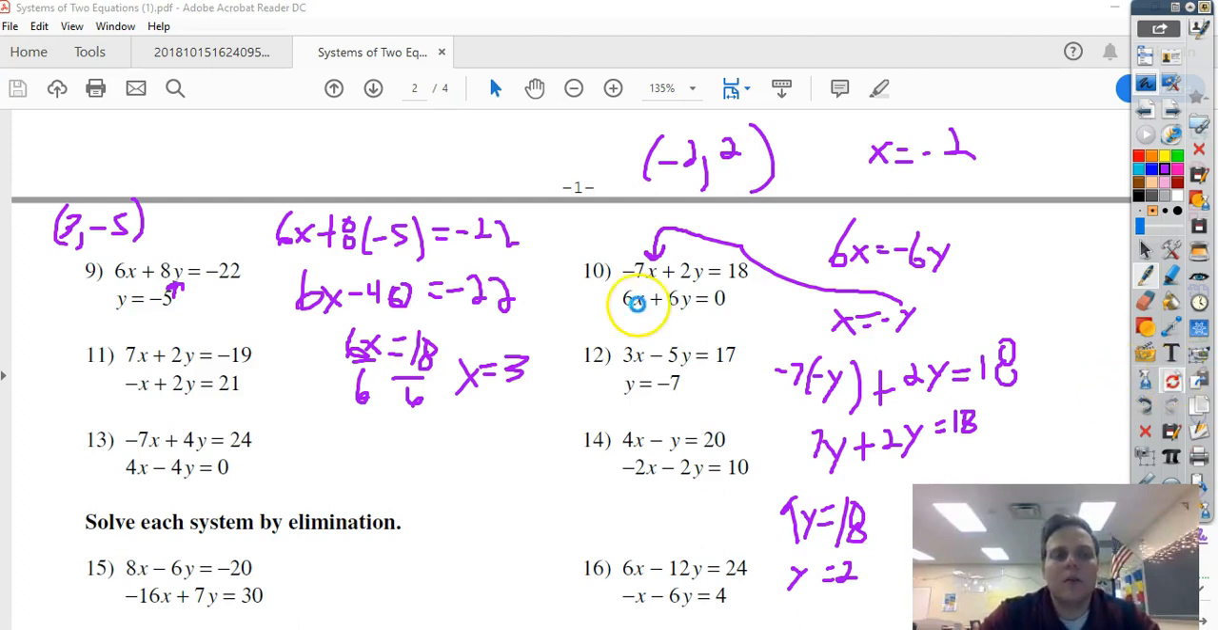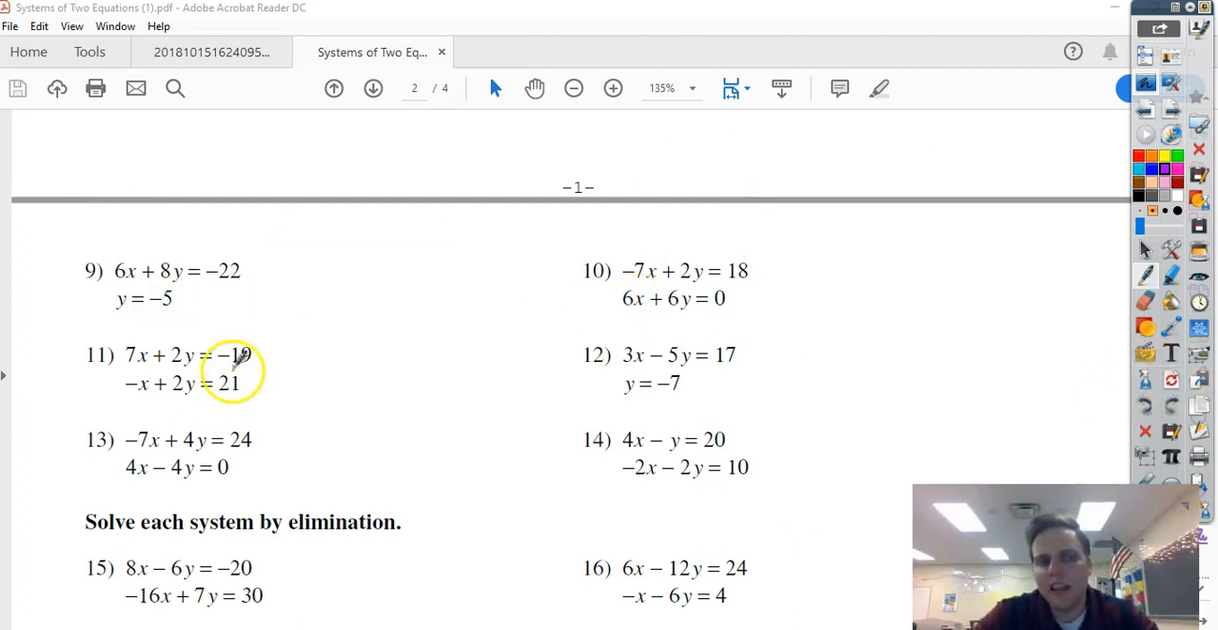Alright, let's try problem number 11. Problem number 11, a lot of people choose weird things to solve for here. Let me give you a piece of advice. Take a moment and think. If you solve for x from this first equation, that means you're going to have to divide by 7. Can you divide 19 by 7 and get a whole number? No. So why would you want to do that? So what if you said, okay, I'll solve for y? Well, you're going to divide negative 19 by 2. Does that give you a whole number? No. So don't do that.